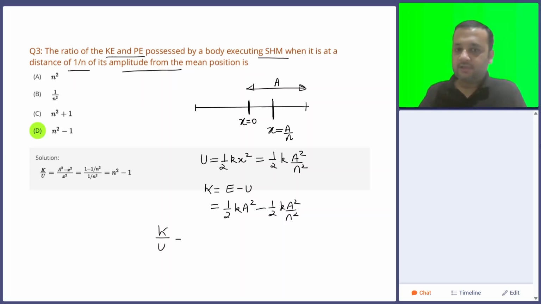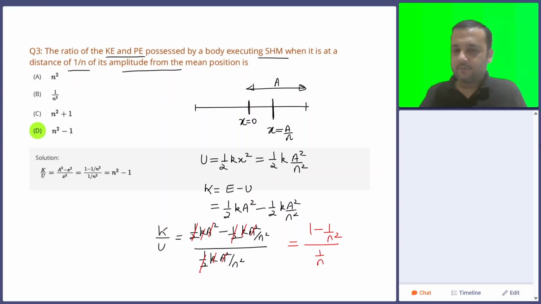Now we just have to take the ratio of k by u. So when you take the ratio of k by u, you can see that you will get half ka square minus half ka square by n square divided by half ka square by n square. Now from here, half will be cancelled. Ka square will also be cancelled. So effectively in the numerator we get 1 minus 1 by n square upon 1 by n square. If you multiply the whole thing by n square, then this will become n square minus 1 upon 1. So that means your option D will be the correct answer for this question.